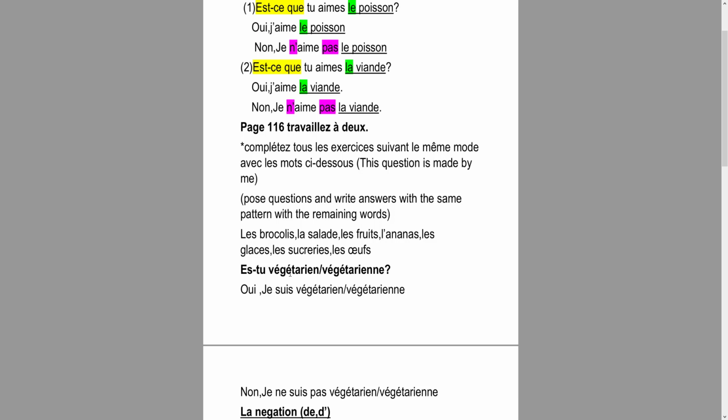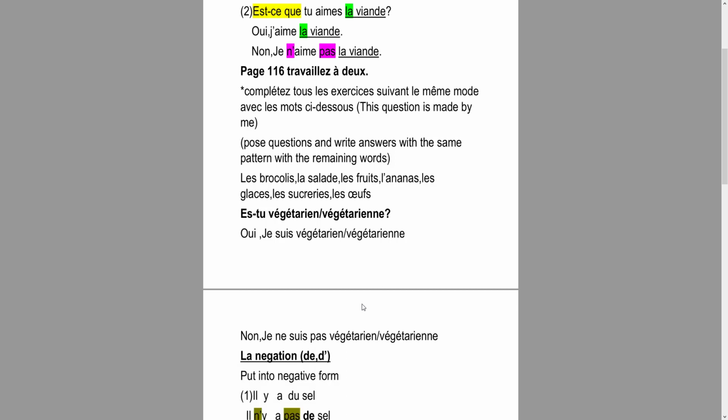This question: Es-tu végétarien or végétarienne? Es-tu végétarien? Végétarien means vegetarian. Végétarienne means vegetarian, female. So if you are a masculine person, you can answer oui, je suis végétarien. If not, non, je ne suis pas végétarien. A feminine one will answer non, je ne suis pas végétarienne.